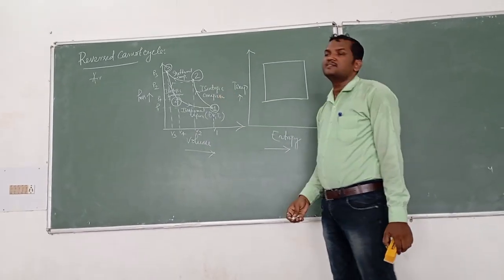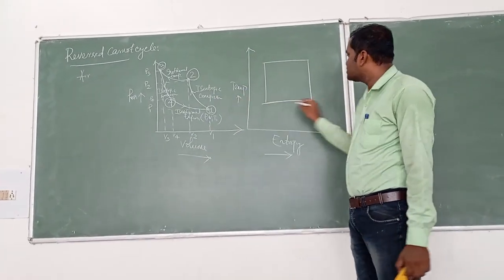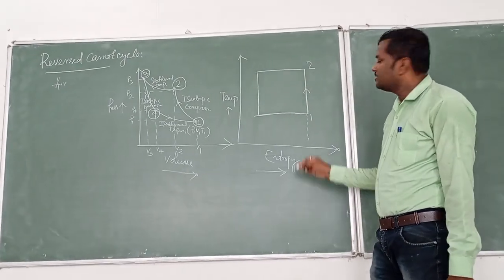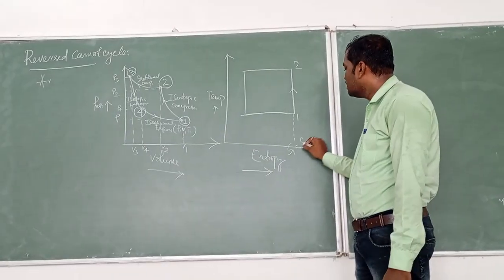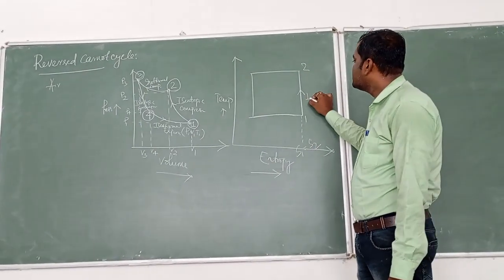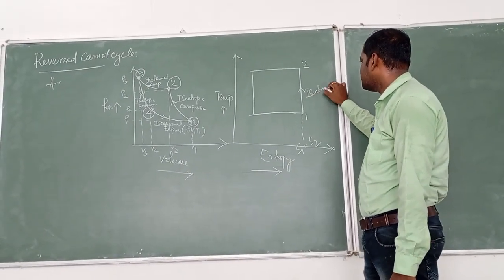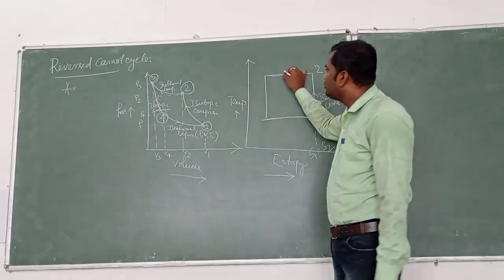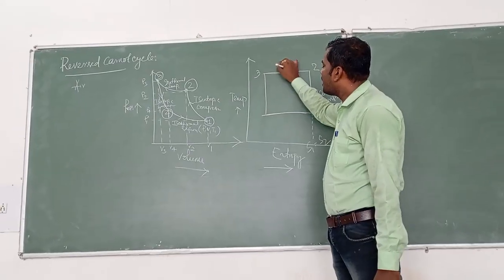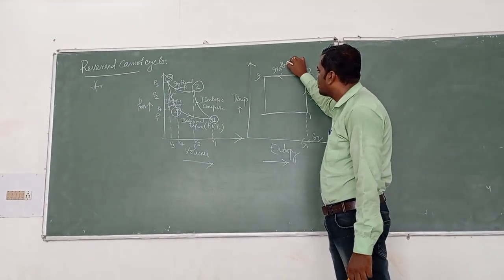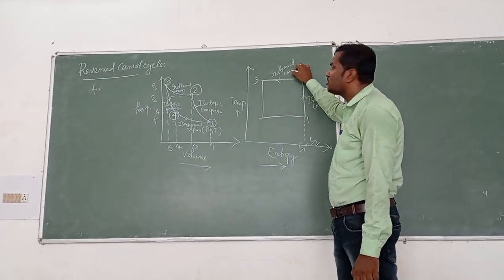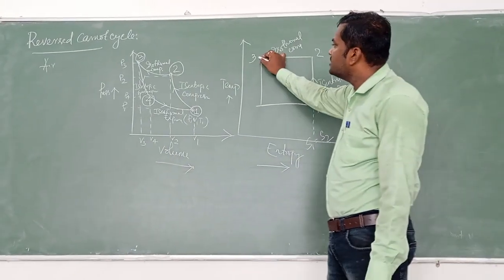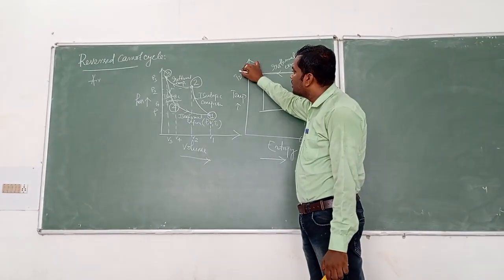1 to 2 is an isentropic process, so entropy remains constant, that is S1 equals S2. 1 to 2 is isentropic compression. Similarly 2 to 3 is isothermal compression. During the isothermal process, temperature remains constant, that is T2 equals T3.